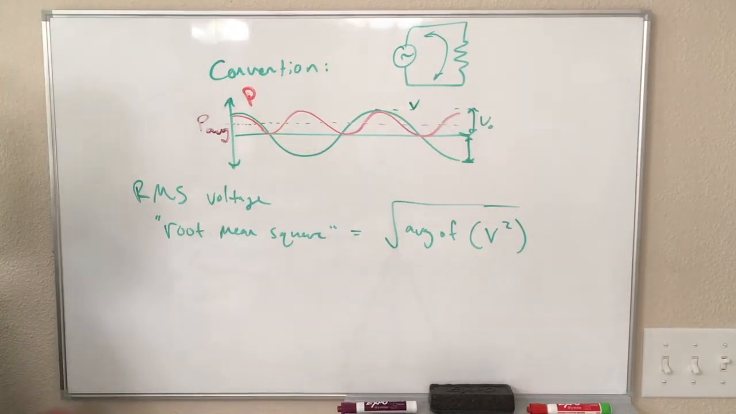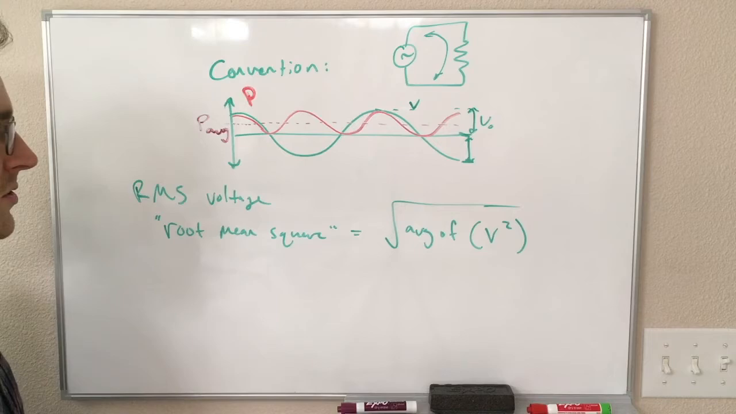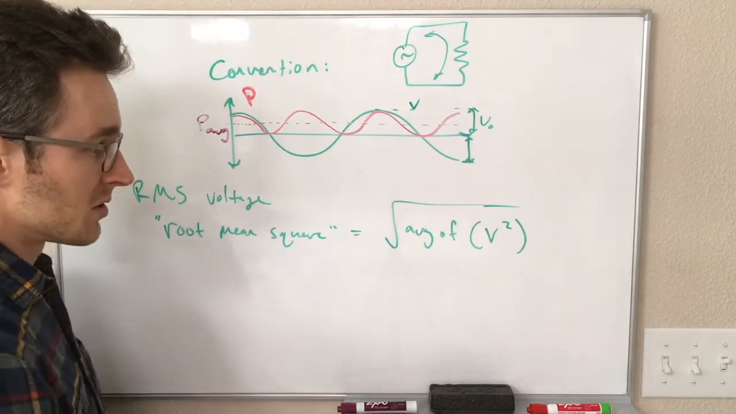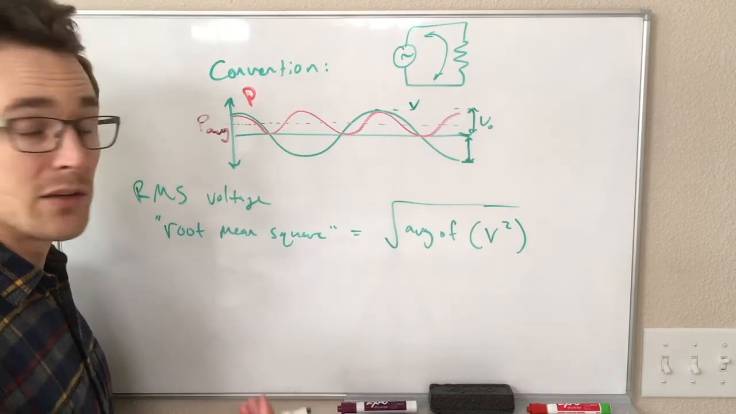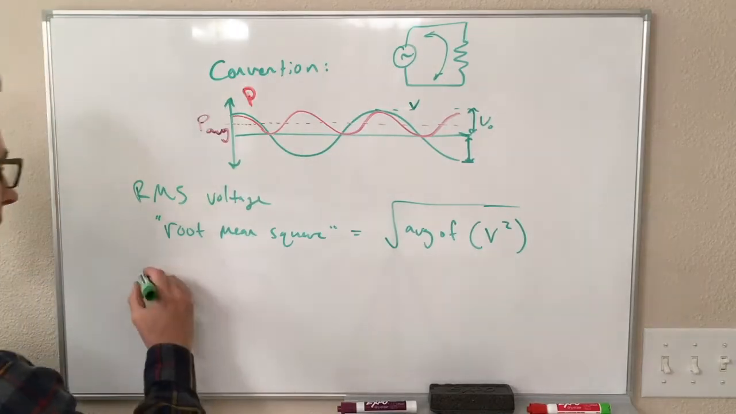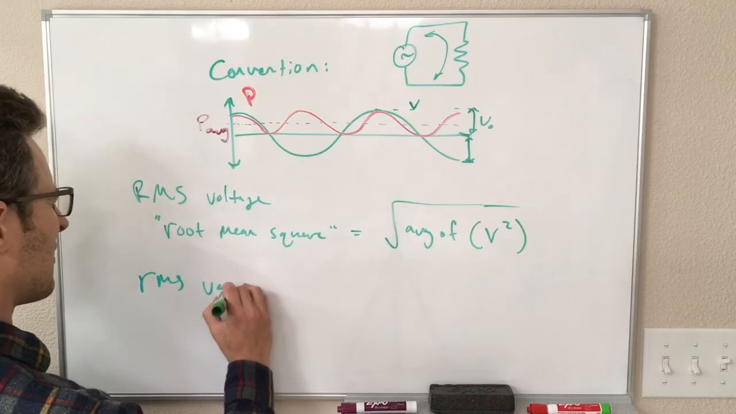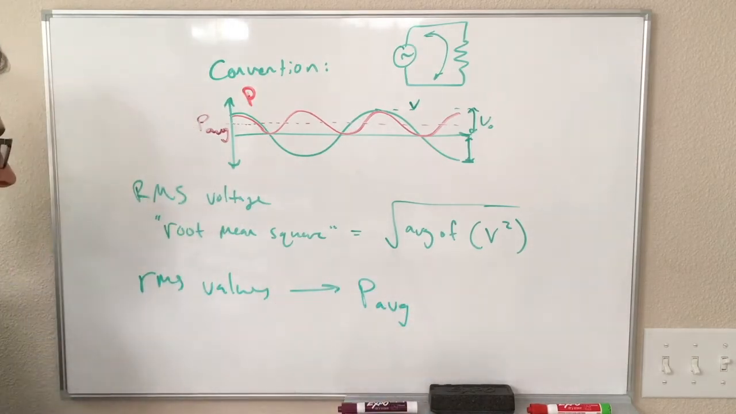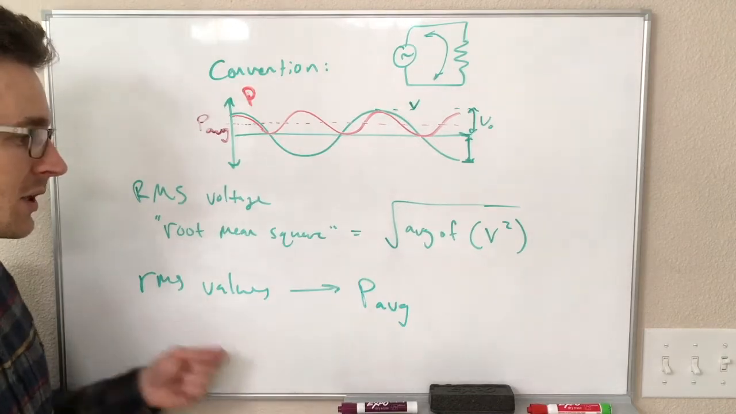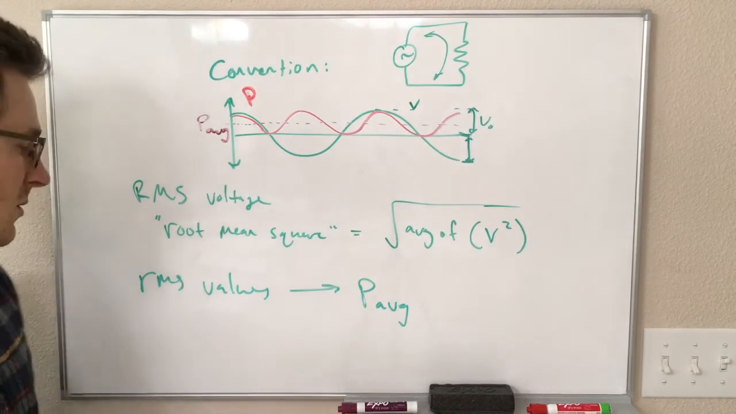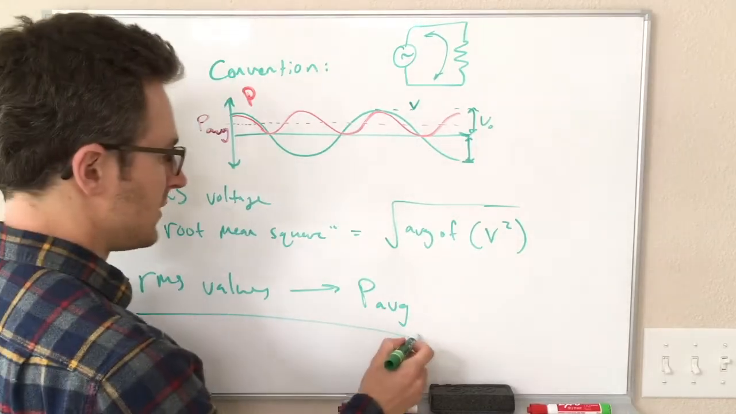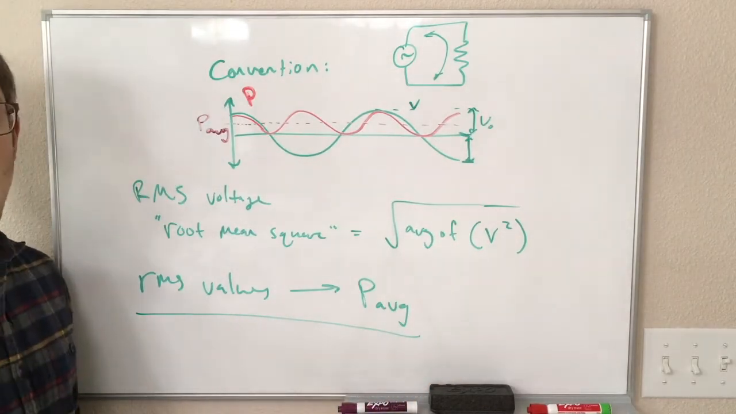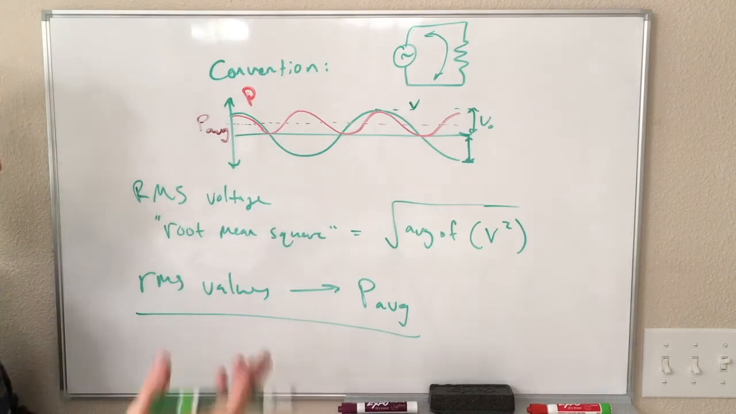Now, what's cool about this is these RMS values, when we multiply them together to find a power, or when we square them to find a power, they give us exactly the average power. So RMS values give P average the same way that our maximum values give P max. So this is why these are useful, and this is why these are used very often in describing AC circuits in real life.